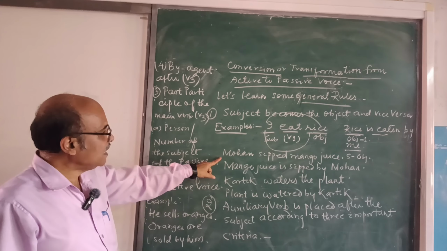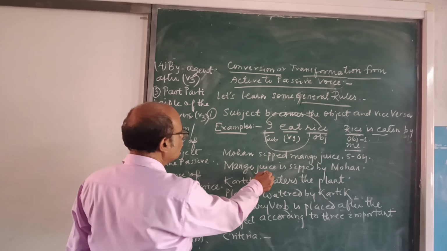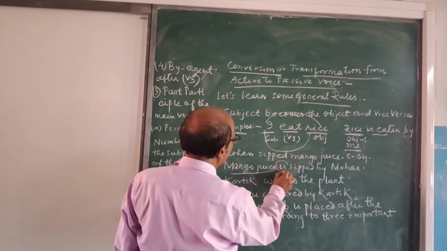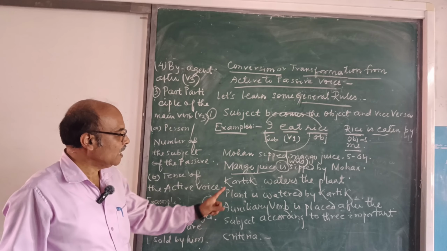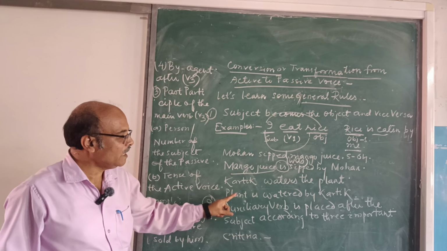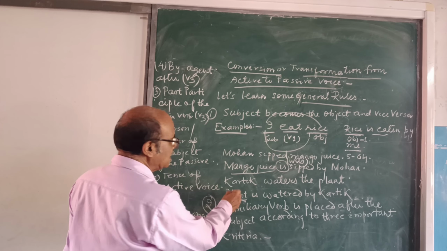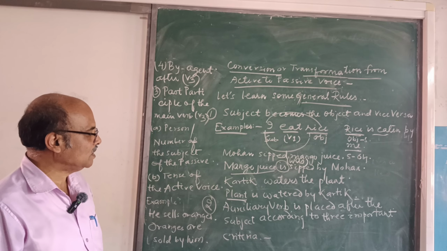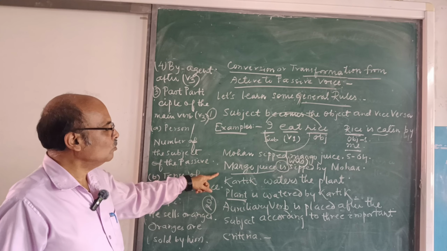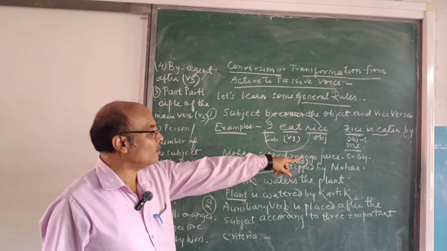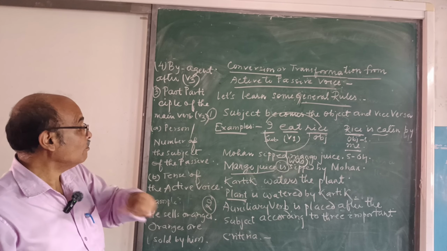Second, now see, Mohan sipped mango juice. Mango juice is sipped, or it will be was. Instead of is, it will be was sipped by Mohan. Karthik waters the plant. Plant is watered by Karthik. So, in each case we can see here that subject is becoming object and object is becoming subject. In the first sentence, Mohan was subject, but when you turn it into passive, mango juice, which was the object of the first sentence, became subject.